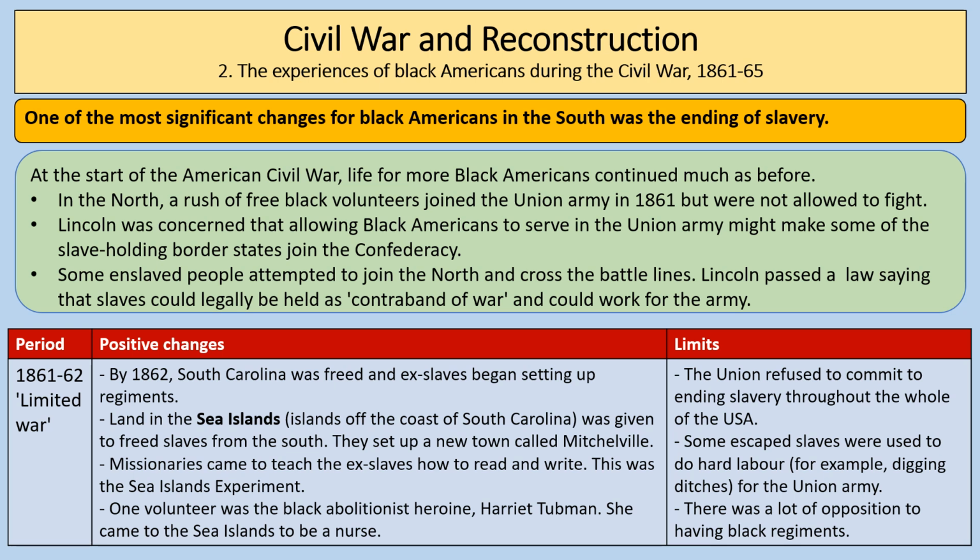In terms of limits, the Union refused to commit to ending slavery throughout the whole of the USA. Some escaped slaves were used to do hard labour, such as digging ditches for the Union Army. And there was a lot of opposition to having black regiments, so there was quite a lot of racism towards black people in the North as well.